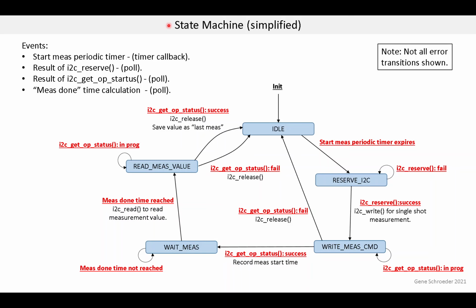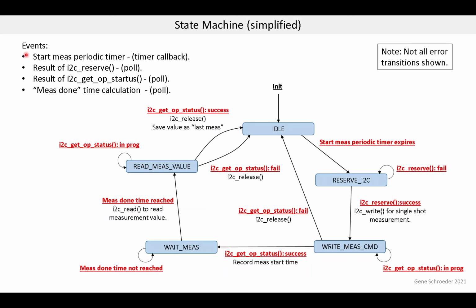Now if you remember, the I2C state machine events were largely based on interrupts. This is not the case for this module. Let's go through the events. So there is a start measurement periodic timer event. This is a timer callback and it tells us it's time to do the next measurement.